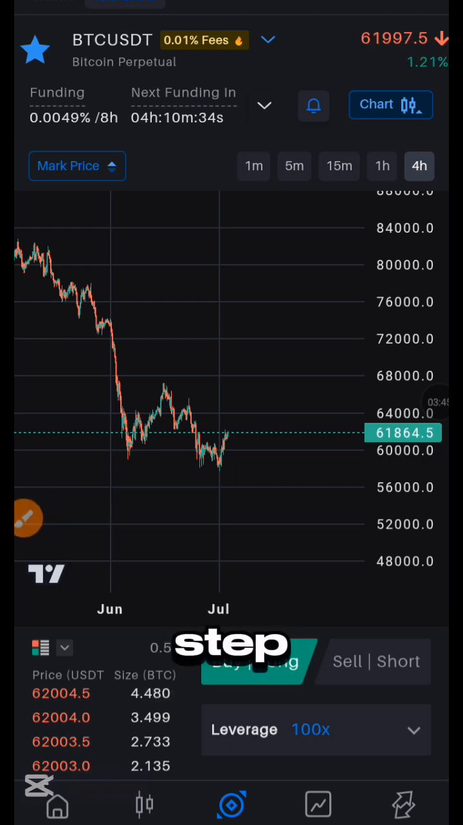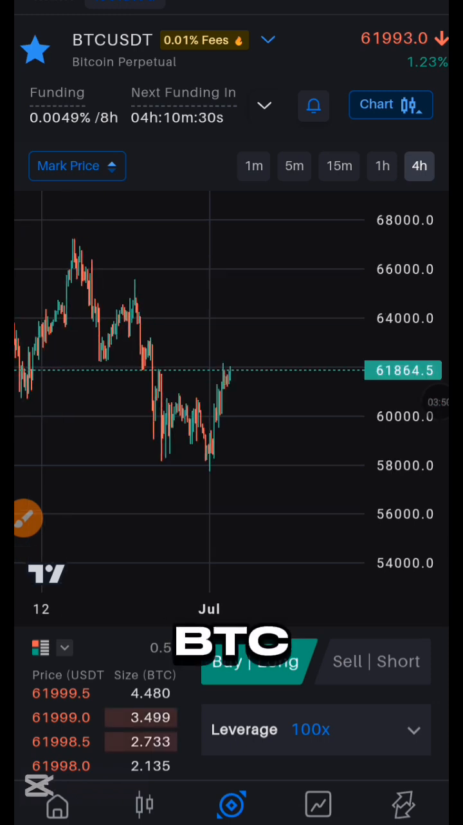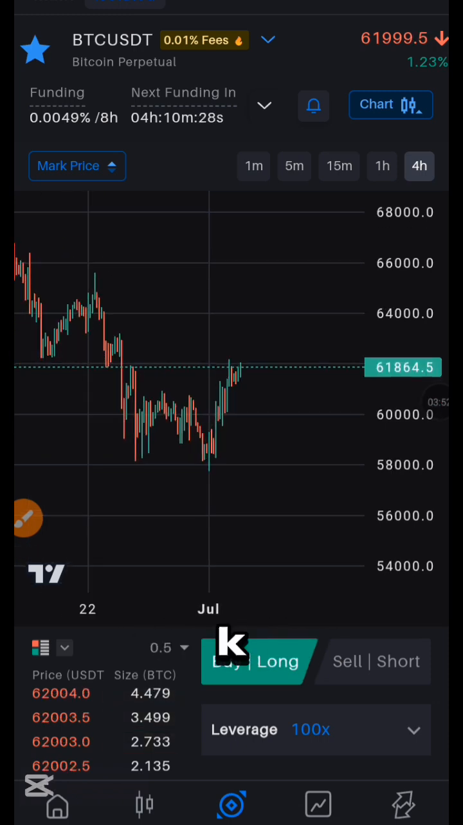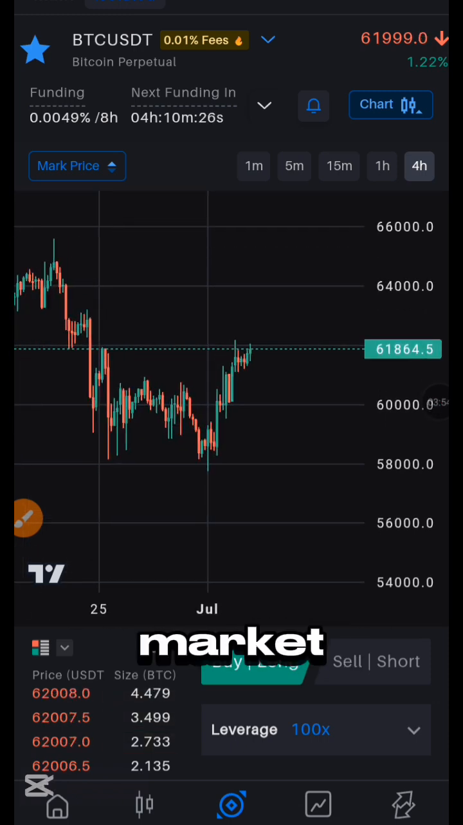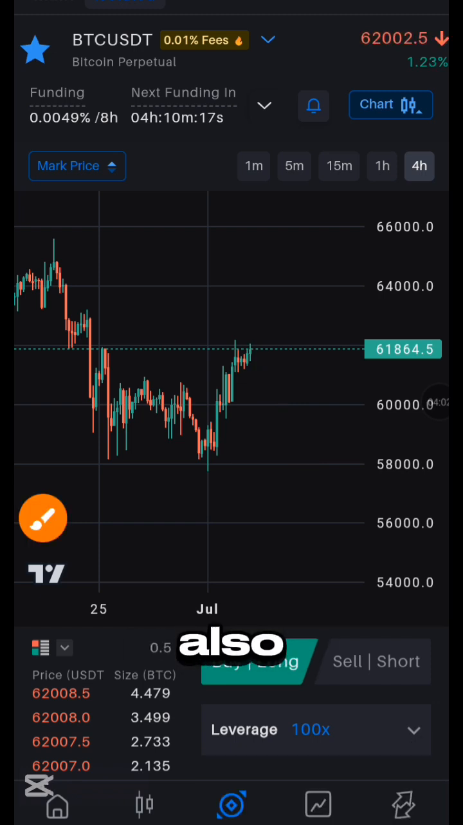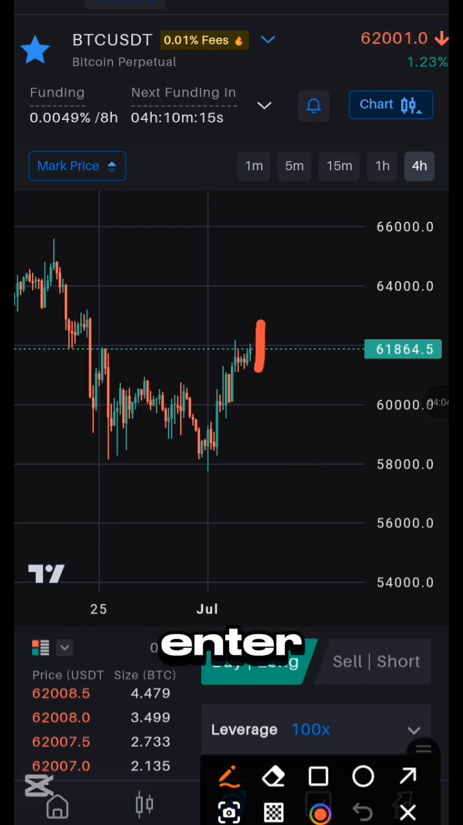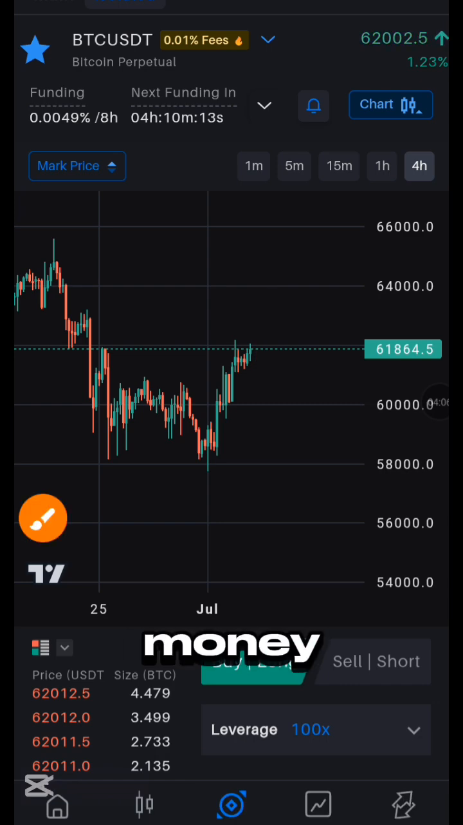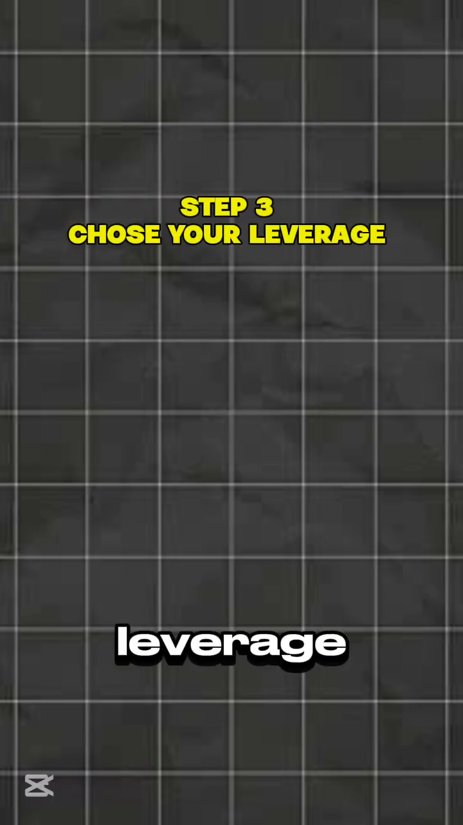On step 2 also, let's take for example right here, BTC is trading at 61k and you're predicting that market will dump, market will sell. All you need to do is enter your price and wait for it to dump. If it dumps, you make money. Now if you're predicting that market will pump, you enter. If it pumps, you make money. It's that simple. Now step 3, you need to choose your leverage.